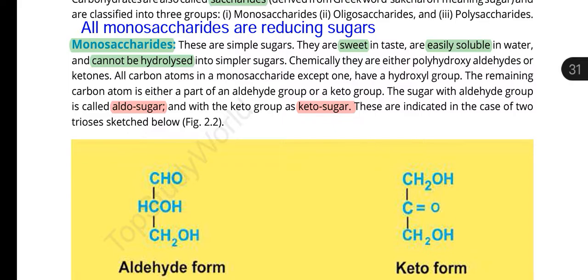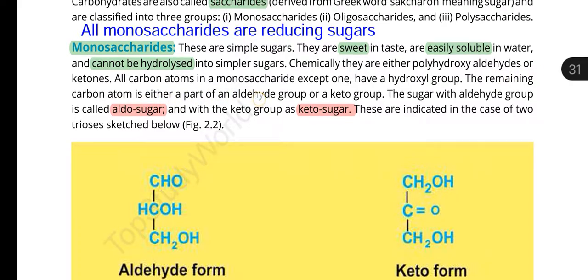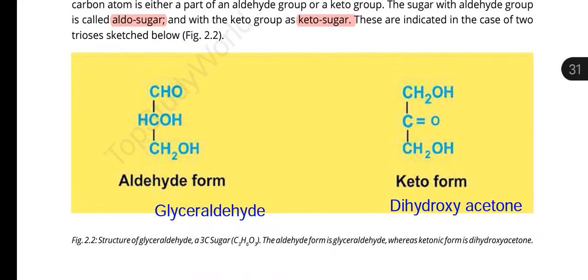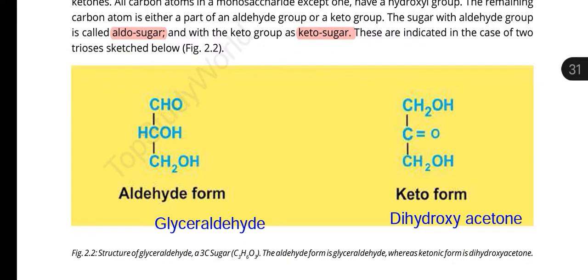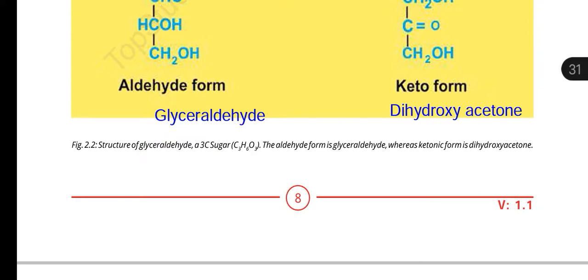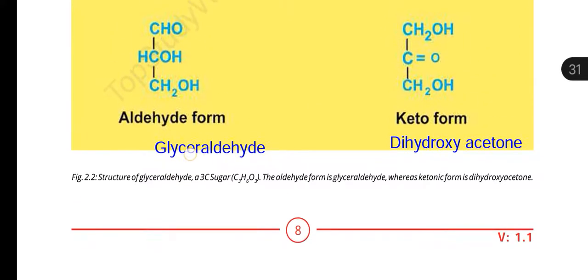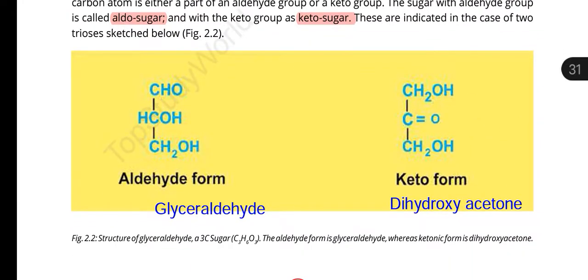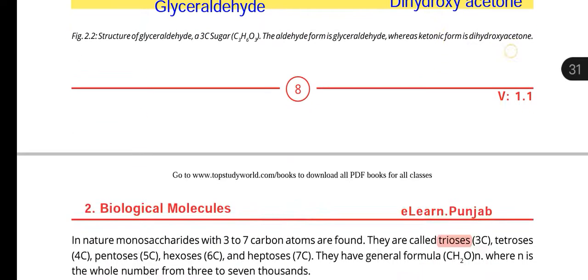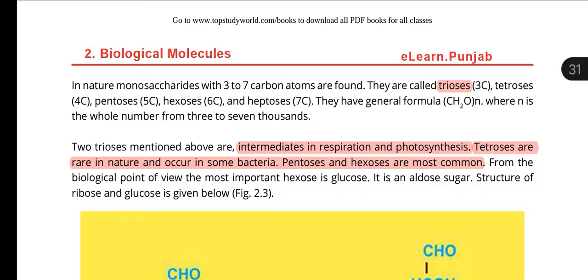So the remaining carbon atom is either a part of an aldehyde group. You can see that the sugar that contains an aldehyde group is called an aldo sugar. The 3 carbon sugar glyceraldehyde, as the name represents, contains an aldehyde group, so it is called the aldo sugar, and this is called the keto sugar because it contains a ketone group.